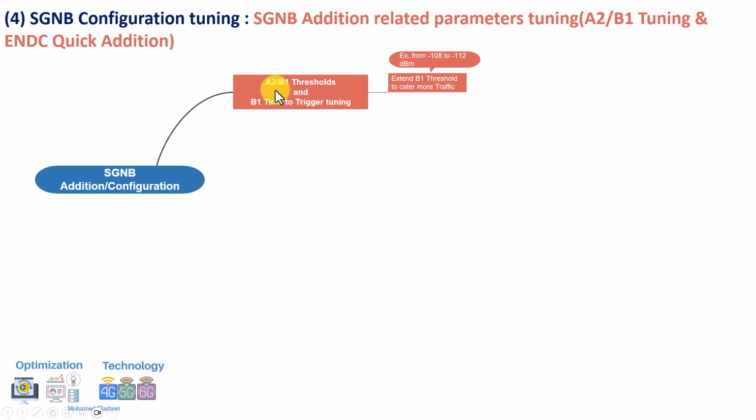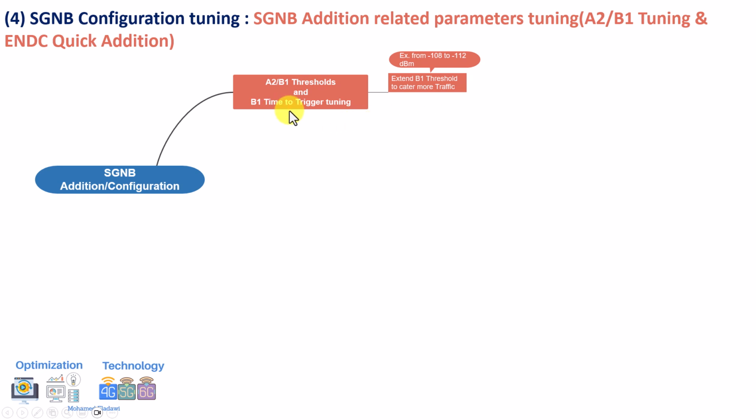For example, you have two thresholds, called A2 and B1, and you also have the time to trigger for B1. B1 is for the SgNB addition threshold. Assuming the current threshold is 108, you can add the 5G coverage up to 108 only. If you extend it to 112, you will have more extended coverage, so you can cater to more users and more traffic as well.